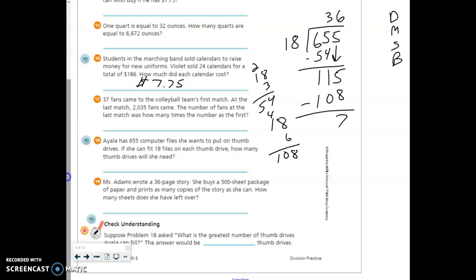That's good. Now, what did we say we wanted to do with that remainder? Is she going to leave 7 files off of the thumb drives? No. In this case, we would want to round that up. So she's going to need one more thumb drive than the 36 that she had. 36 will get her most of her files, but not all of them. So in this case, that remainder is going to tell us to round up to 37 thumb drives.